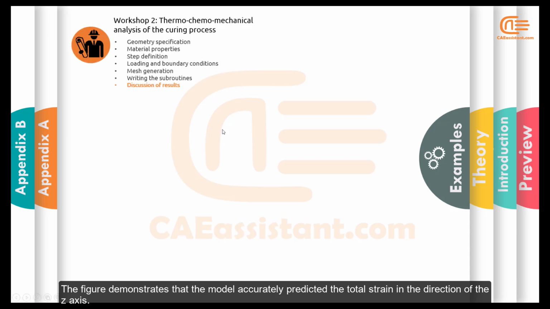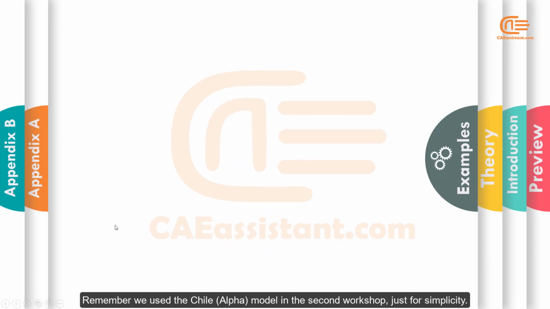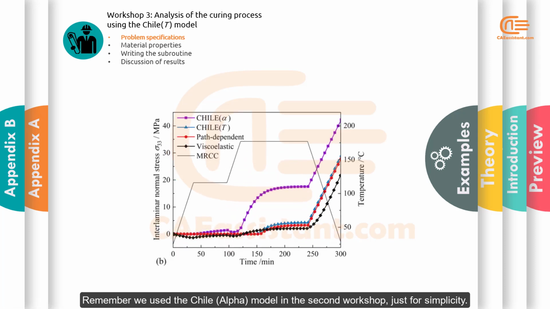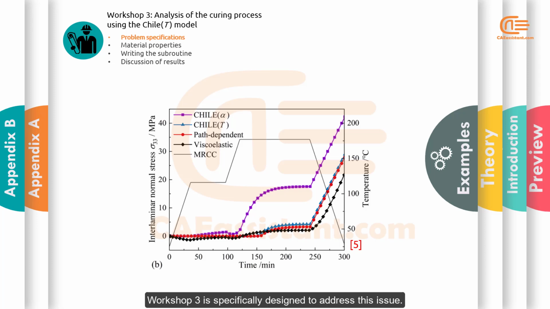The figure demonstrates that the model accurately predicted the total strain in the direction of the z-axis. Remember, we used the Cure-alpha model in the second workshop just for simplicity. However, it had low accuracy in predicting the stress generated within the composite layers, as seen in the results. Workshop 3 is specifically designed to address this issue.